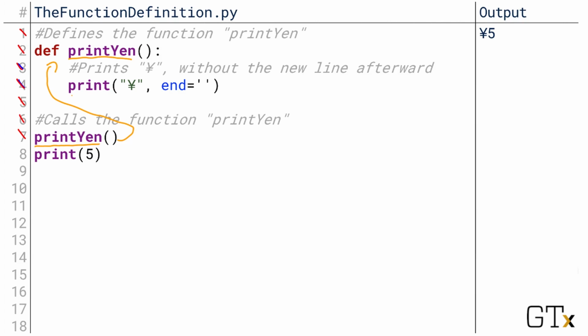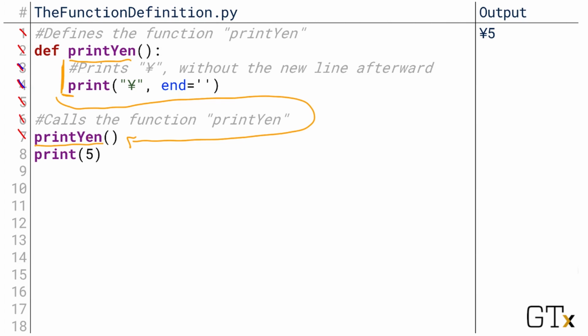When it runs line 4, it prints the yen symbol, followed by no line break. And that's what we see right here. The yen symbol is the first thing that's printed. After that, execution of this function is done. There's nothing more indented inside the function called println. So, execution jumps back to the main program.